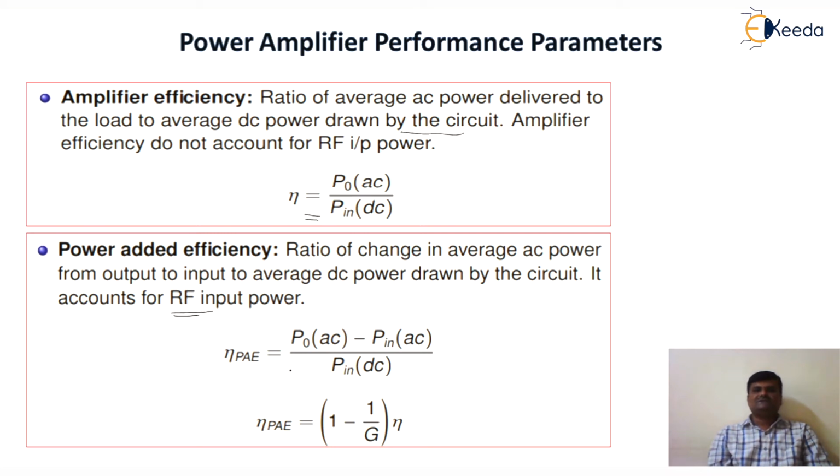It can also be written as eta PAE equal to 1 minus 1 upon G, times eta, where G is the amplifier gain given as G equal to P0 AC by P in AC. So this is the difference between power added efficiency and amplifier efficiency, in terms of the inclusion of RF input power.